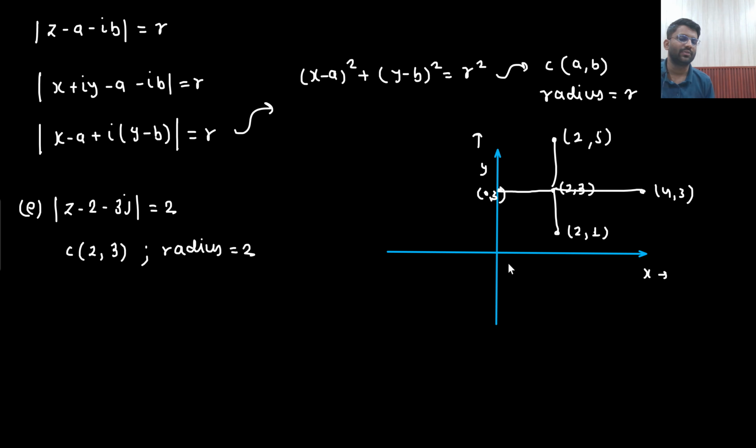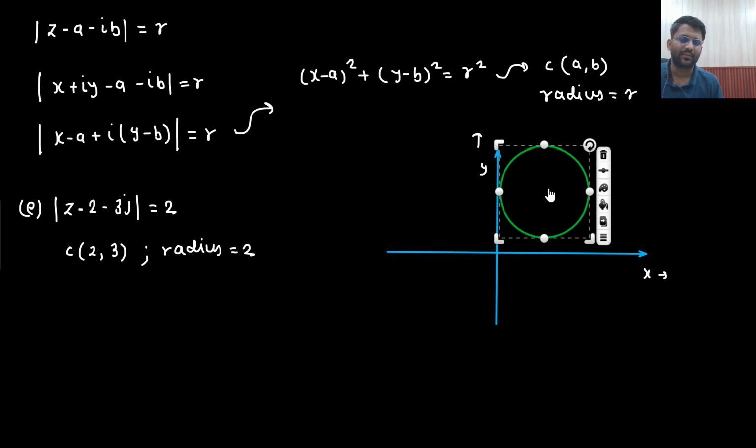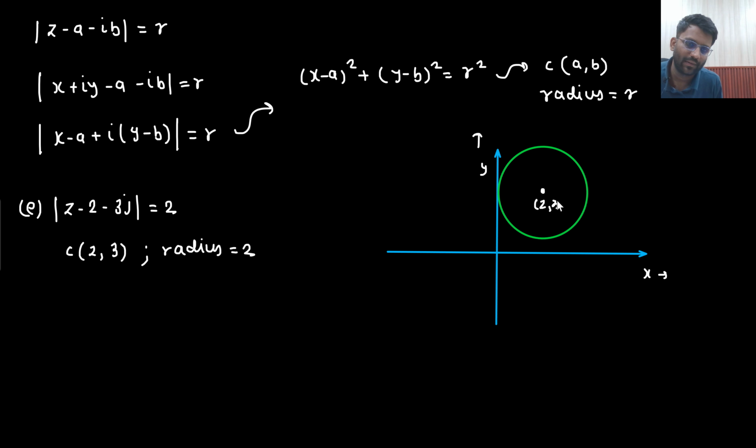Is that understandable to you? So this is how your circle would pass. Let's remove it all. The circle will be passing somewhat like this. Center is at 2 comma 3 with the radius 2. So here you are moving for a distance of 2. X value will become 4 and y value will be 3 only, and here x value will become 0 and y value will be 3 only.